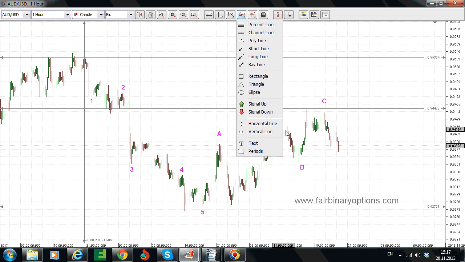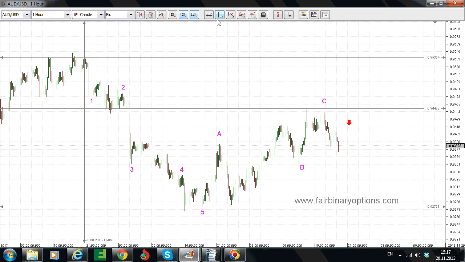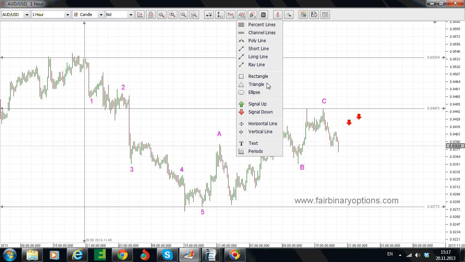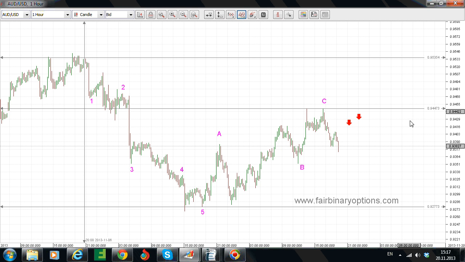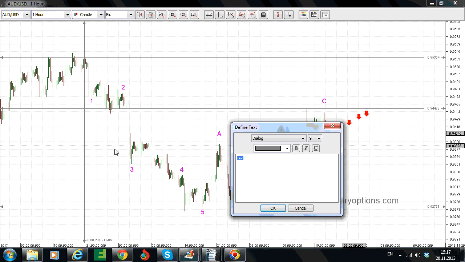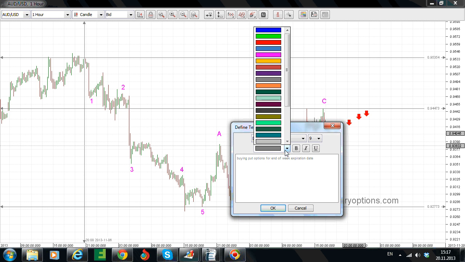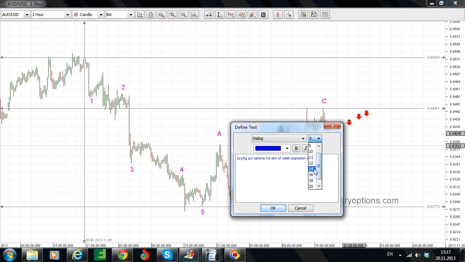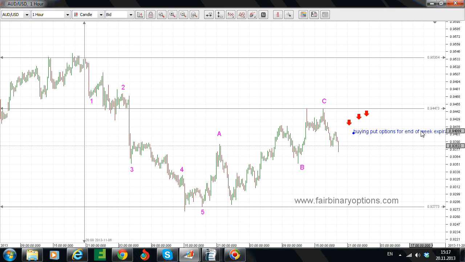But if you are trading binary options like we do here, this is a nice place to engage in buying put options. So buying put options for end of week expiration date. It is, let's say, not that easy, but this is the structure we should look for, these put options, and this would be the expiration date.